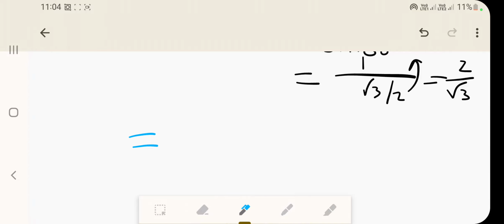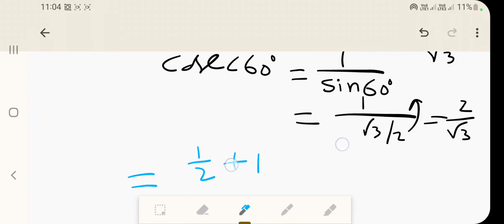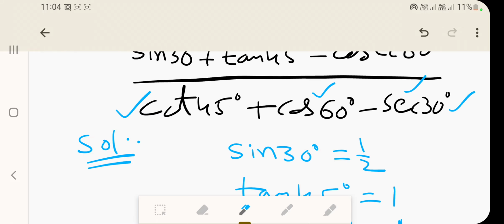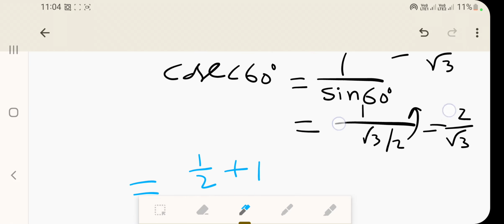So we have here first sin 30, 1 by 2. Then we have tan 45, it is 1. Okay, I'll show the problem here. Sin 30 is 1 by 2, tan 45 is 1. Cosecant 60 means 1 by sin 60, that is 2 by root 3. Cot 45 is 1. Cos 60 is 1 by 2. Secant 30 is 1 by cos 30. That is, cos 30 is root 3 by 2, so secant 30 is 2 by root 3.